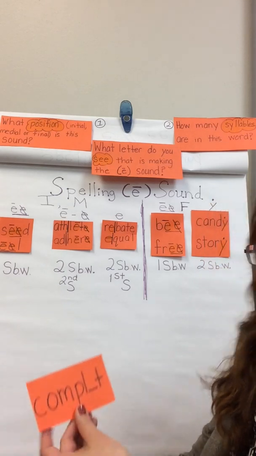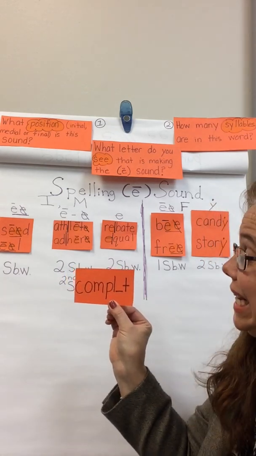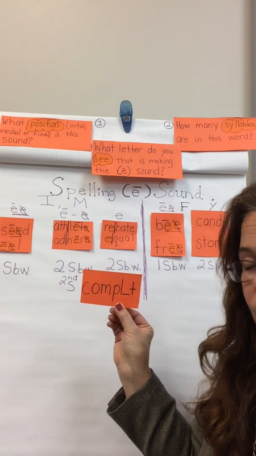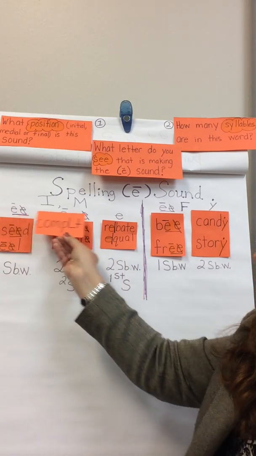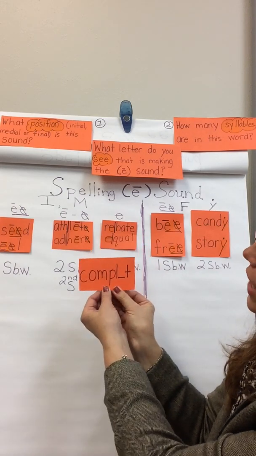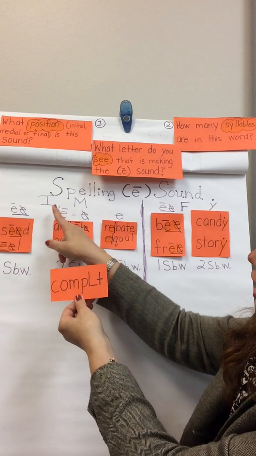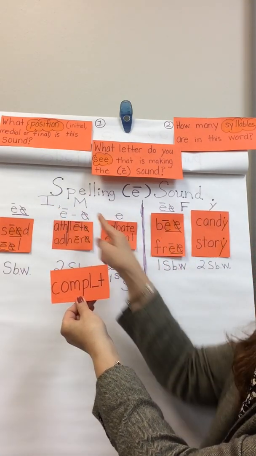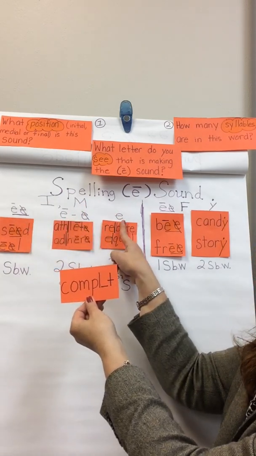I have a word here. This is the word, and the word says complete. And the E sound is missing. So I need to fill in that E sound with one of these choices that are up here. Well, I have to ask myself, where do I hear the E in complete? Initial, medial, or final? Correct. I hear it in the medial position. So if I hear it medial, these are my three choices.